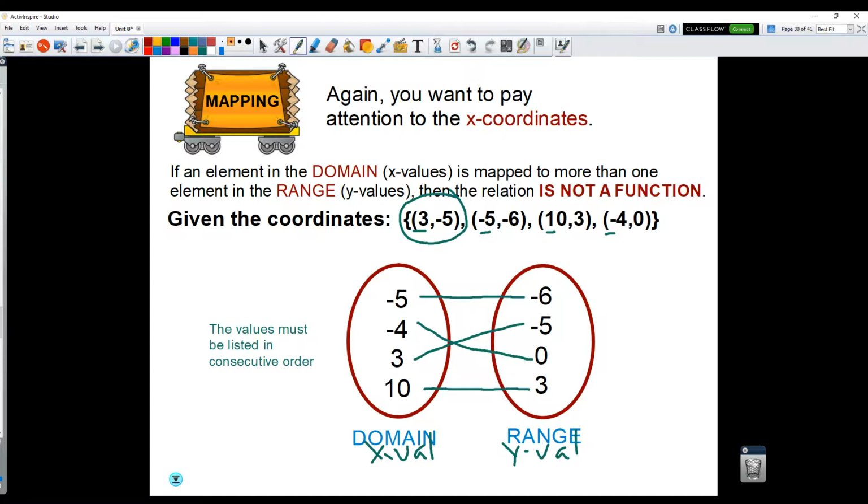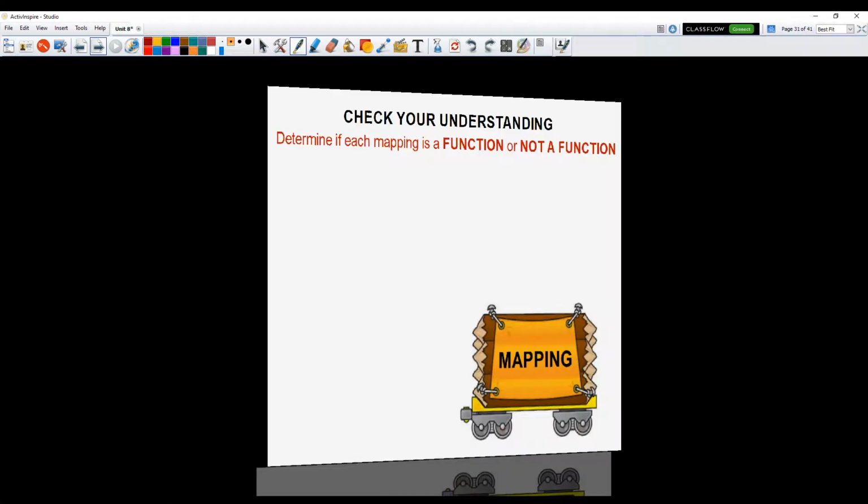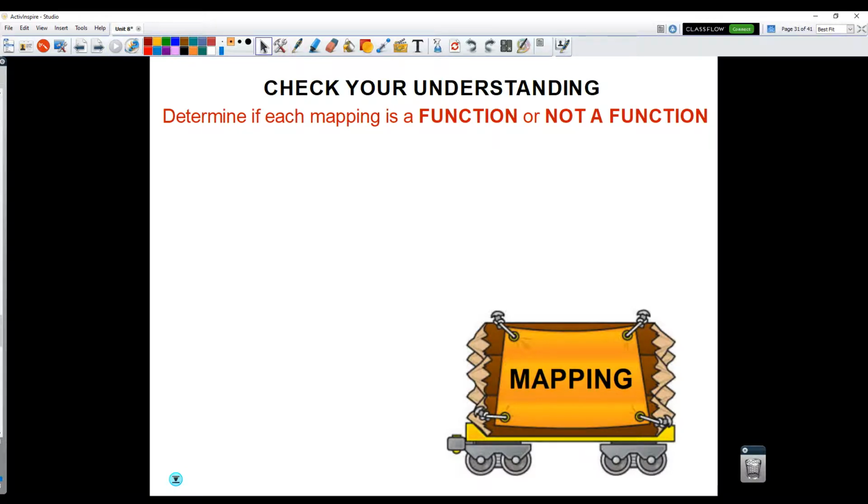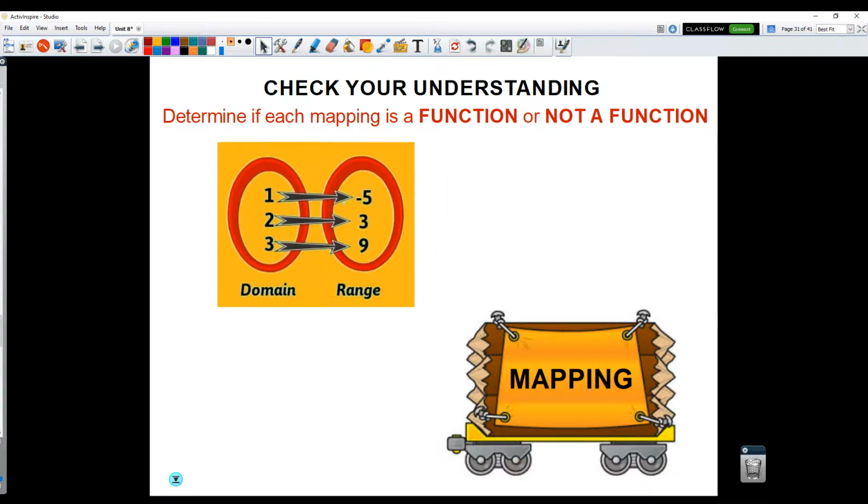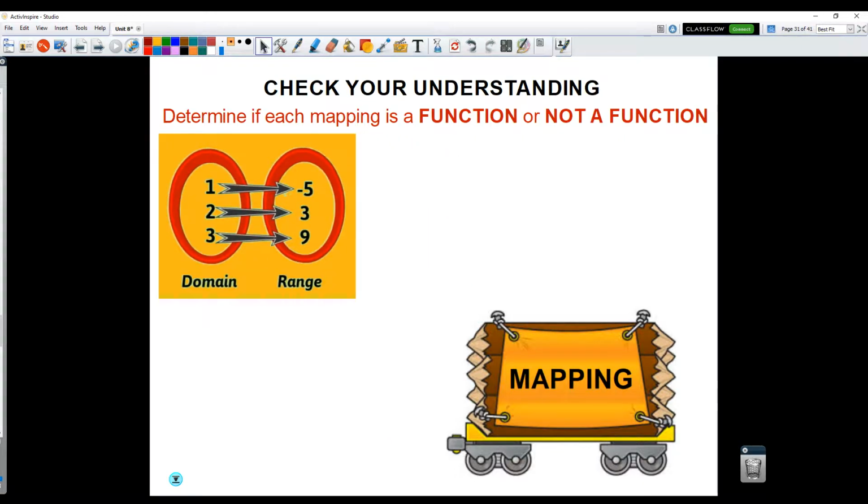Now, let's start talking about the mapping and whether something is a function or not a function. So, determine if each mapping is a function or not a function. Remember, x values cannot repeat. So, here's our first example.